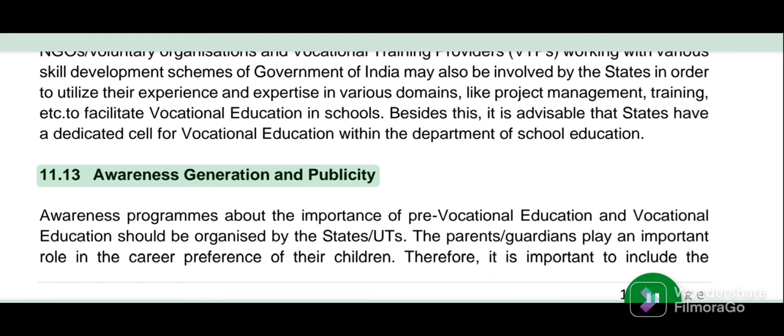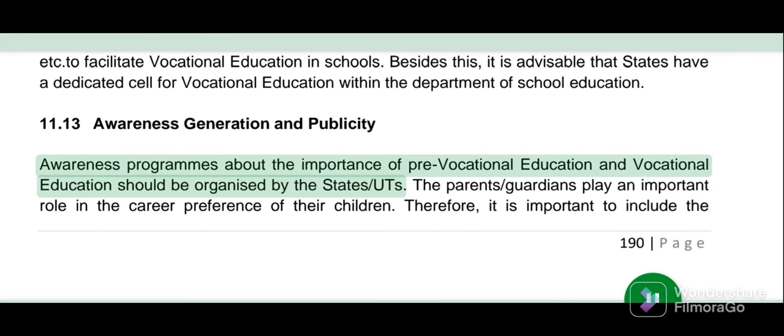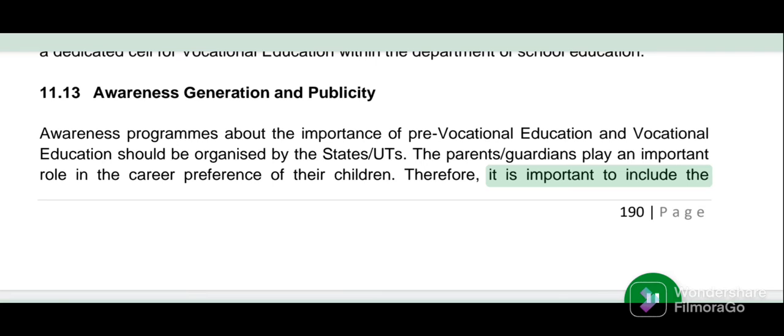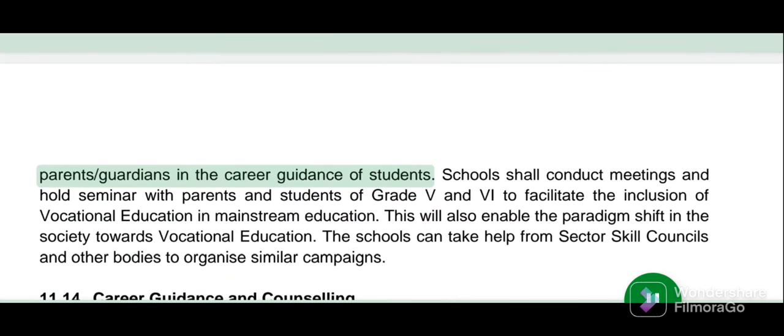11.13 Awareness generation and publicity. Awareness programs about the importance of pre-vocational education and vocational education should be organized by the states UTs. The parents, guardians play an important role in the career preference of their children. Therefore, it is important to include parents, guardians in the career guidance of students.